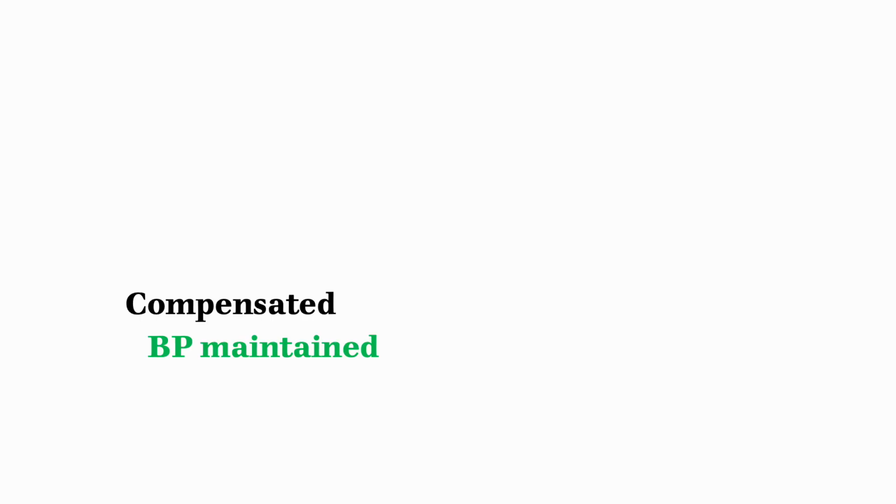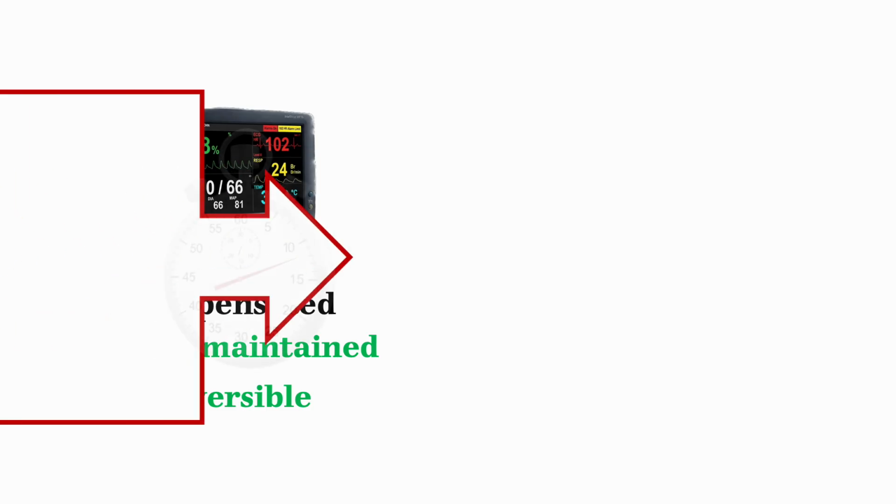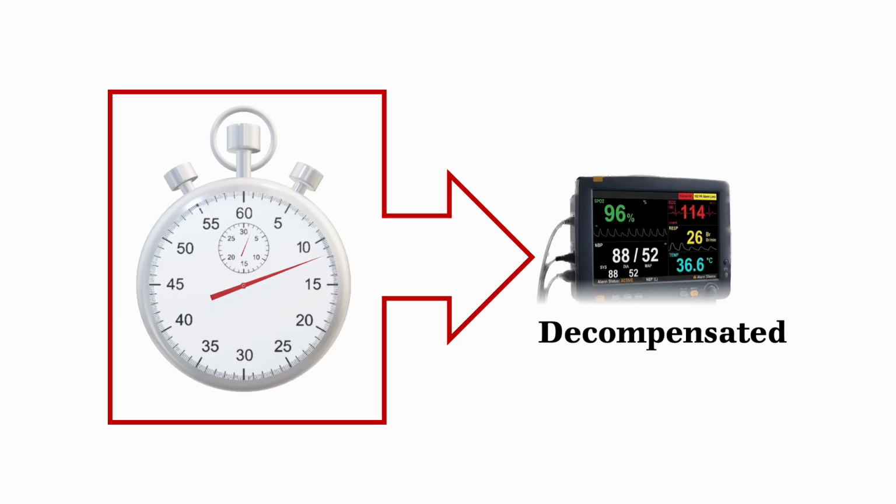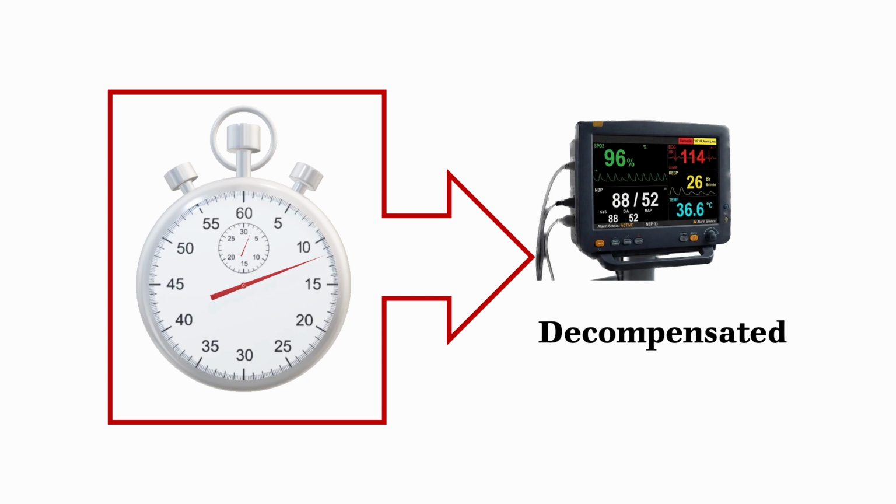If these compensatory mechanisms are successful, then we have a compensated type of shock with a preserved blood pressure, and this condition is highly reversible. You can see in the monitor there is tachycardia, tachypnea, but the blood pressure is still maintained. However, if there is a delay in the recognition or treatment of shock, it will evolve into decompensated type with eventual hypotension.